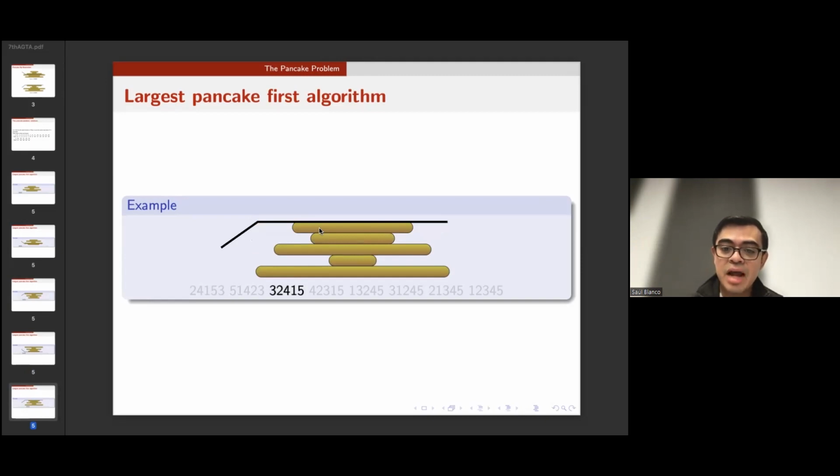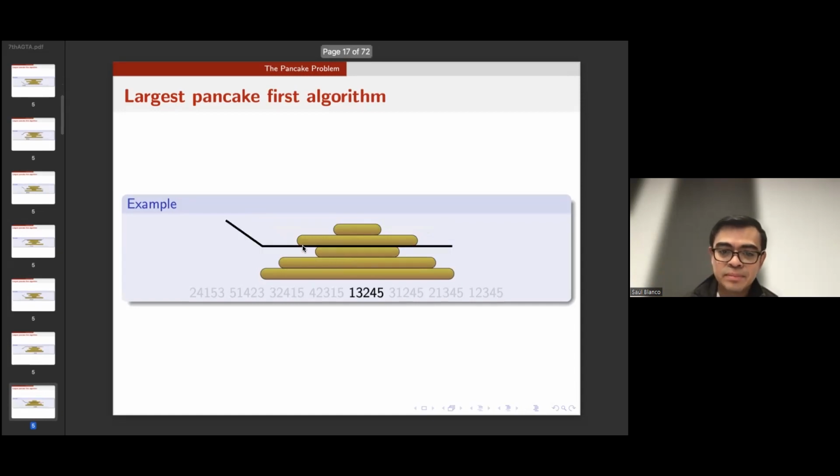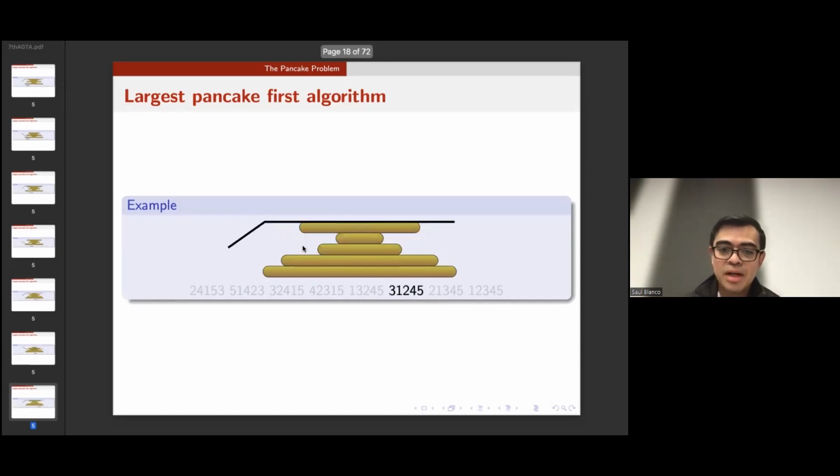Now we take the largest pancake that remains that is not in the proper order. That would be the one labeled 4. So we try to flip there. We put that one to the top first, and then we put it in its respective place. And then so on and so forth. Now we take the largest pancake that is not in the right order, which is labeled 3. We put it on top, and then we put it in the right place. And so on and so forth.